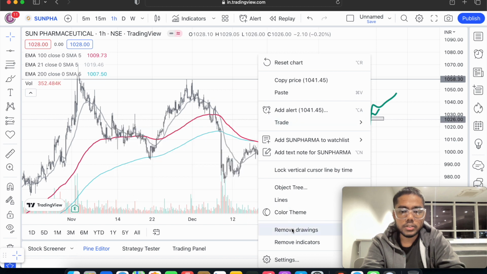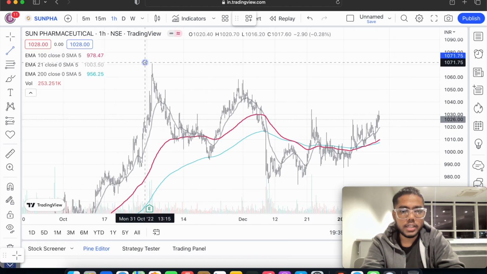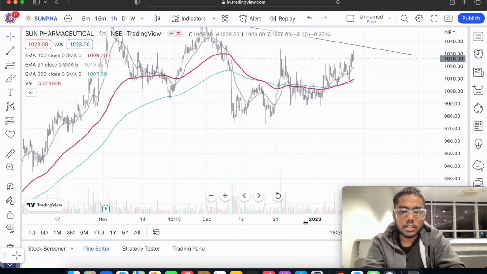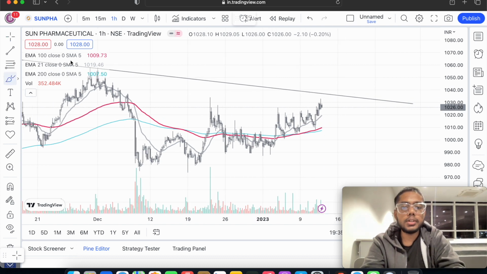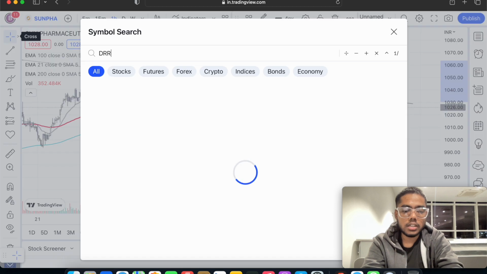Again, this is also looking pretty great. If I draw a trend line from this high, at least you can expect a move till this trend line, so that turns out to be around 1037 to 38, right? And beyond this there can be a good upside movement, right? So again, Sun Pharma looks great.